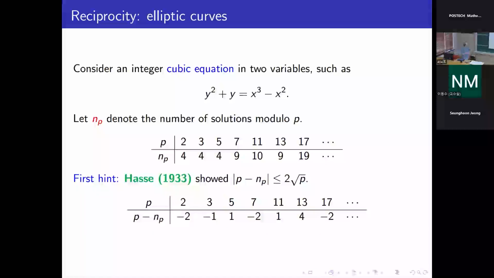And by the way, p would be the number of points on a line. And here we have a more complicated curve in 2-dimensional space. So it's maybe not completely unreasonable to take the difference with p, the number of points on a straight line.